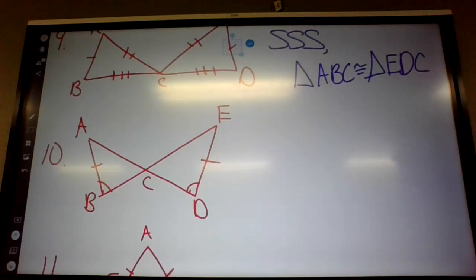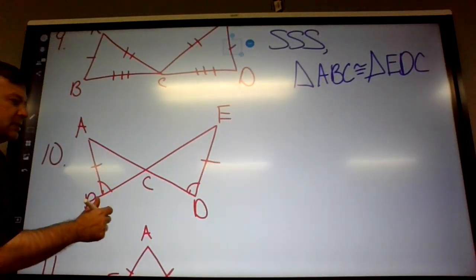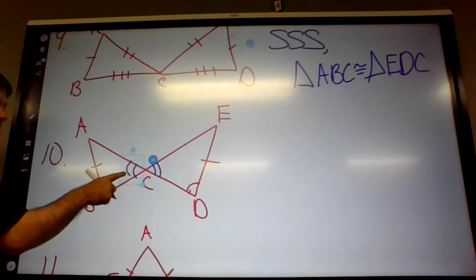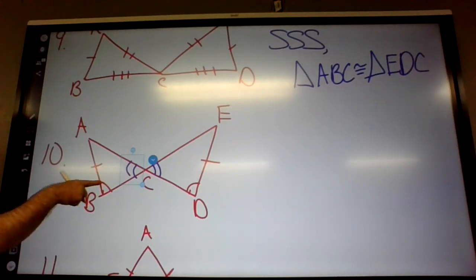What do we know is the same on number 10 that they're not telling us? There's the vertical angles. So what do we have here? Side over side. What am I pointing at? Angle, angle, side. Angle, angle, side.